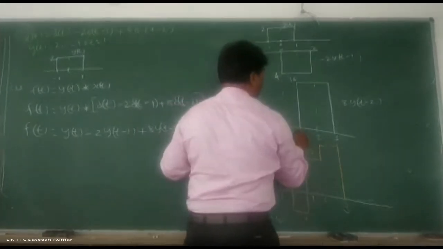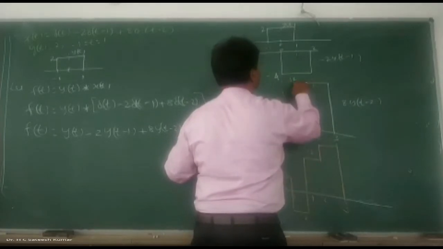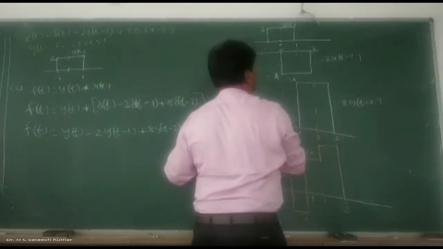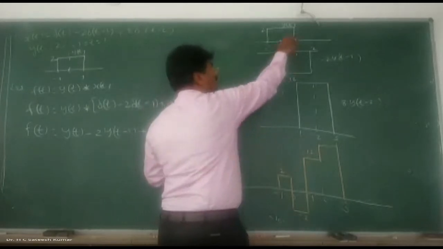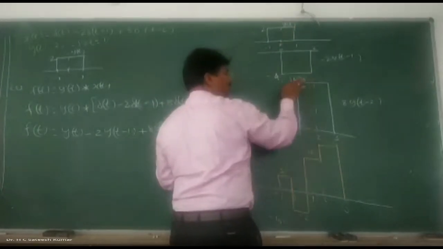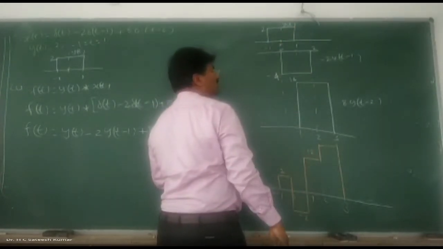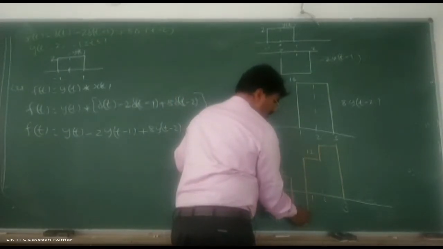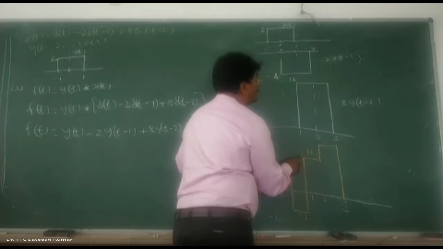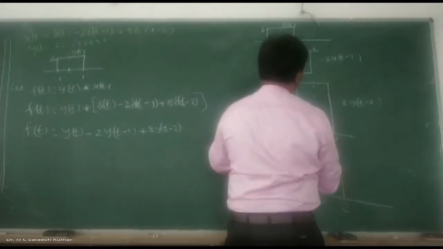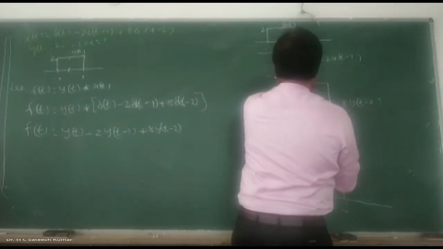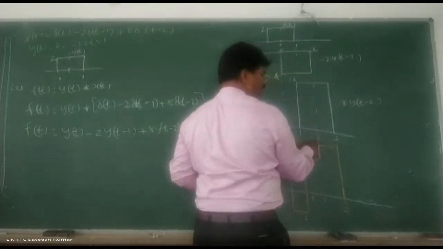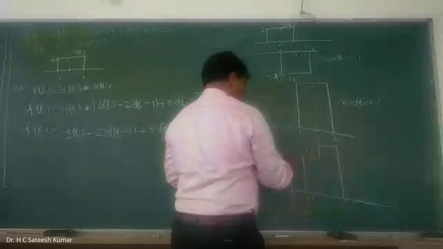Next, at 1, up by 16, down by 2 means what? Up by 14. Down by 2, up by 16, that means up by 14. From -2, up by 14 means it will go to 12. Next, here, up by 4 units. Up by 4 units means 16. Next, fall by 16 units. That's how we should do it.